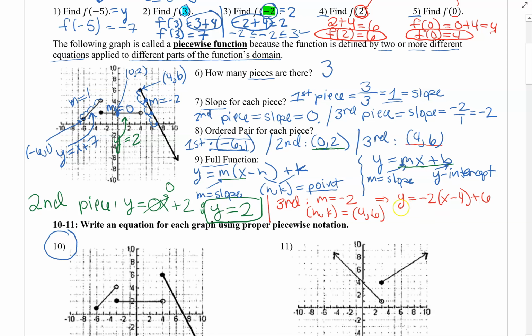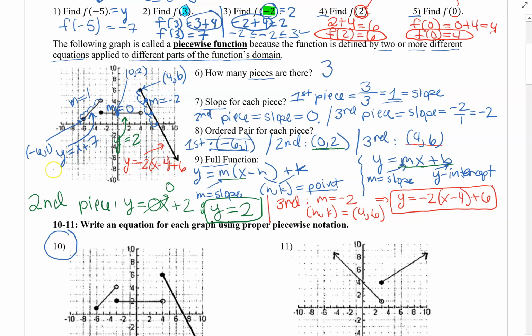And I'm going to just go ahead and leave it that way because it's okay to leave an equation in HK form. It wouldn't be too hard to simplify, but it's also okay to leave it like this. So I'm going to write that for our third equation. So y was equal to -2 times x plus 4, or sorry, x minus 4 plus 6.